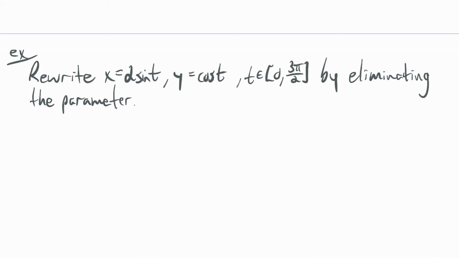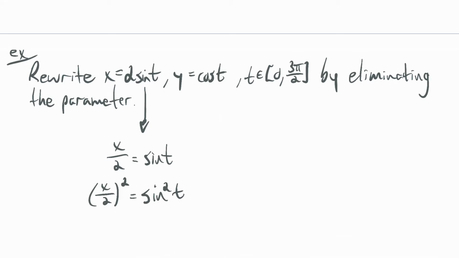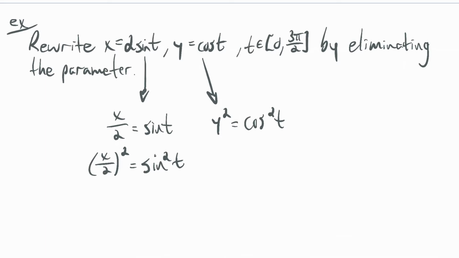One way to get started is to take this one here and divide by 2 on both sides. So x over 2 equals sine of t. Now, I'm going to square both sides, and we're going to have to think back to pre-cal in order to complete this. This one, I'm going to square both sides as well. So y squared equals cosine squared of t. If I add these two together, sine squared t plus cosine squared t, I'll get 1, right? Pythagorean identity.